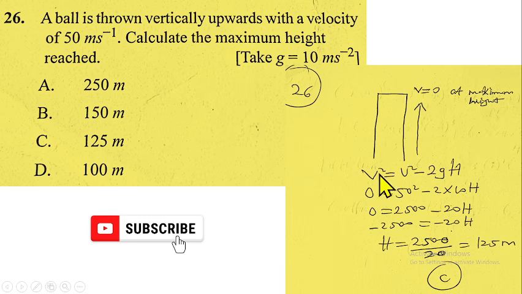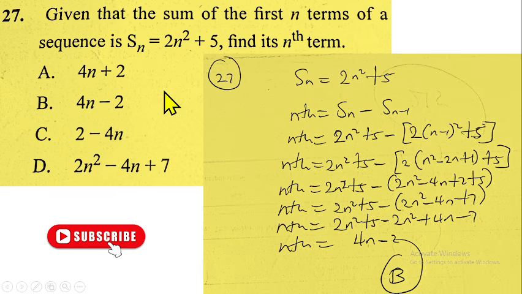That means you have 0 squared here, and the initial velocity is 50 squared, minus 2 times g times, this is 10, multiplied by the h. 2 times 10 is 20. 50 squared is 2,500. If you collect like terms, this one can come here. That means you have minus 2,500 equals minus 20h. Divide both sides by minus 20. That will give us our h to be 125 meter. So the maximum height reached is 125 meter.